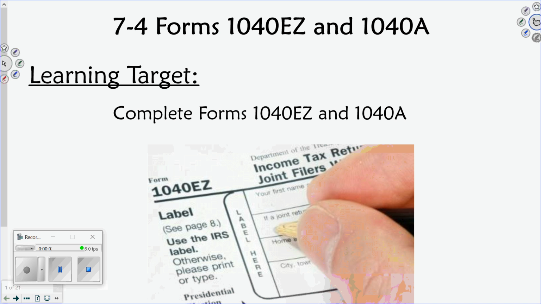All right, guys. Yes, that is a giant packet in your hands. Yes, we're doing it all today. Don't panic. It's not as terrible as it might feel. All right, guys, for today, we are looking at how to file tax forms.